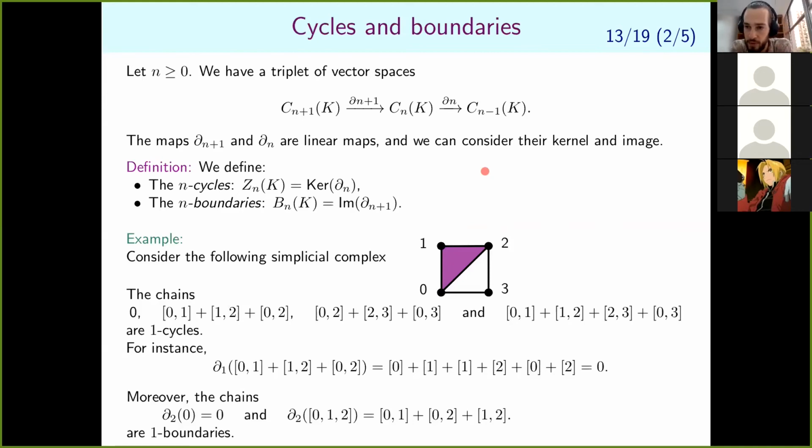I give you some examples here. We consider the same simplicial complex of dimension 2 with 4 vertices.